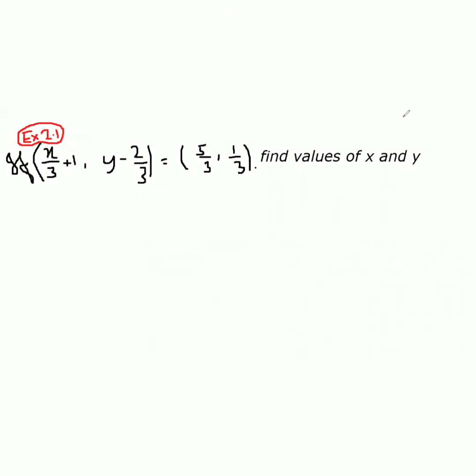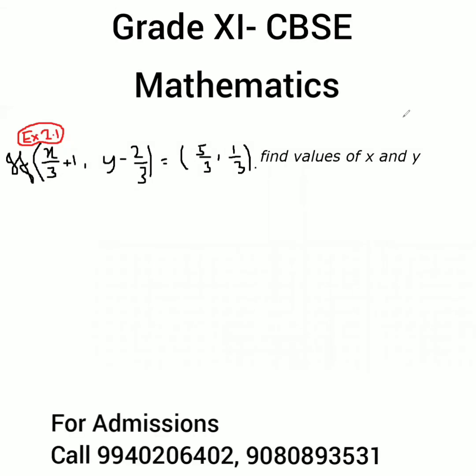So we are going to chapter 2, which is called relations and functions. Okay? In this, the first question: if (x/3 + 1, y - 2/3) is equal to (5/3, 1/3), find the value of x and y.